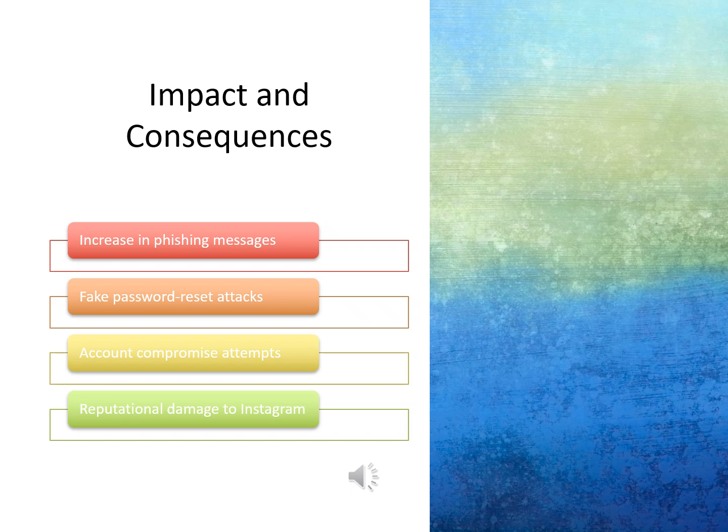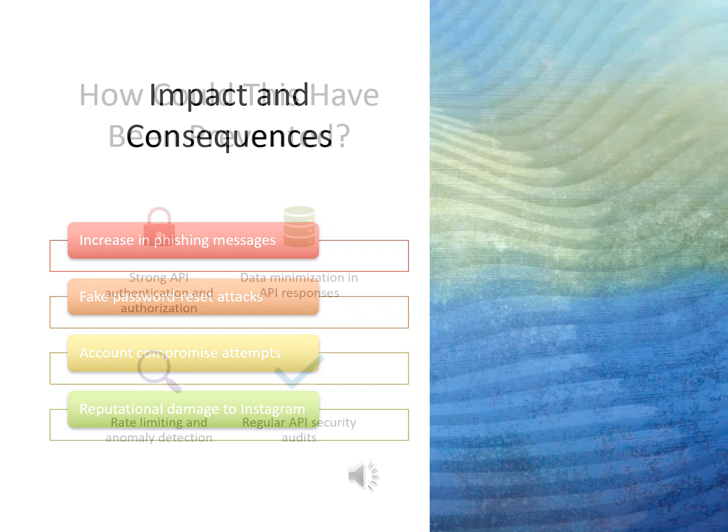After the exposure, many users experienced an increase in phishing attempts, scam messages, and fake password reset requests. Even users who were security aware were affected, because the messages appeared legitimate and contained accurate personal details. This increased the success rate of scams. Instagram also suffered reputational damage, as users questioned how their data was protected and whether similar incidents could happen again.